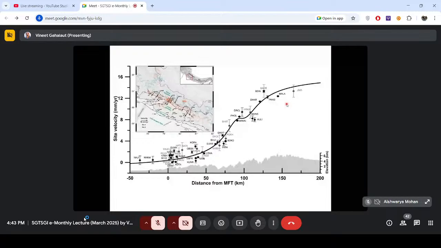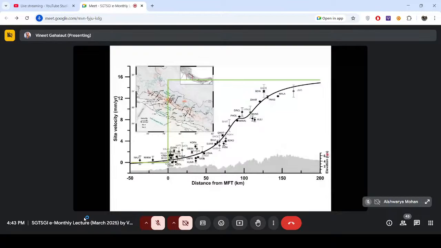And how much is the strain? This is what you expect. If there was no friction, then the entire Himalaya is coming towards you. So you will see an offset, which is what structural geologists say, that the Holocene rate is about 20 millimeter per year when you look at the MFT. So this is what you expect to see. So how much is the strain?